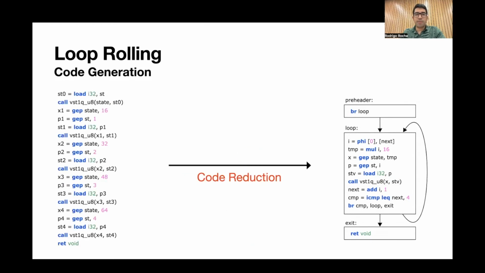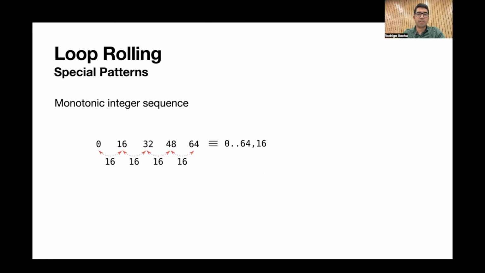Now that we have finished producing the rolled loop, we can compare both versions to see which one is smaller. In our compiler, we perform a profitability analysis, which uses a cost model to decide which version produces a smaller code in the final binary. And in this case, we'll realize that this is a reduction and use the rolled loop version.